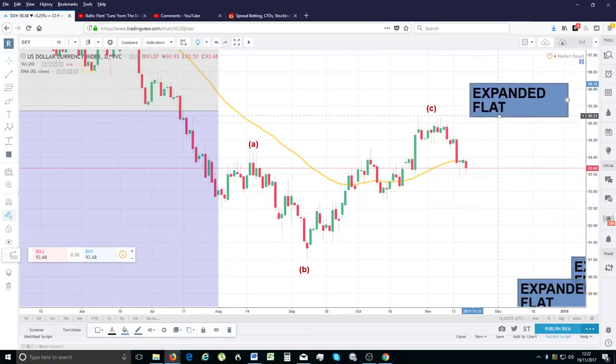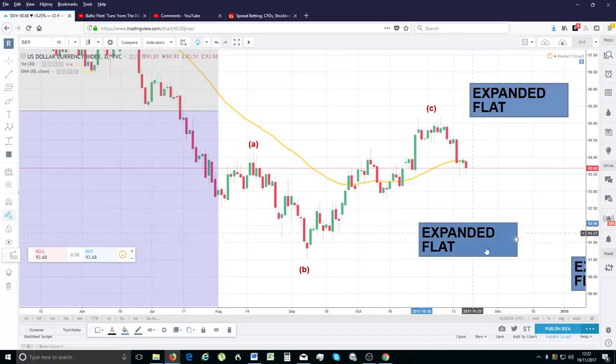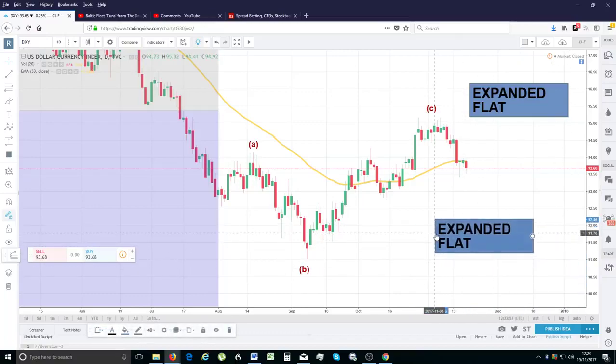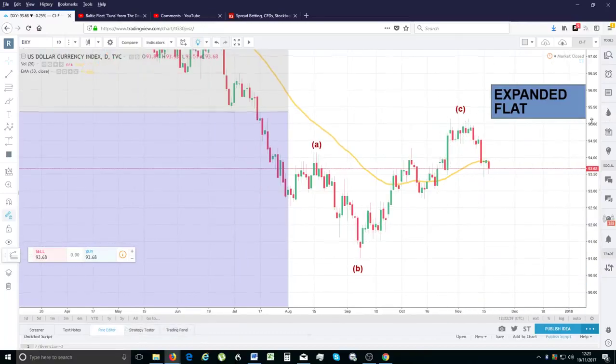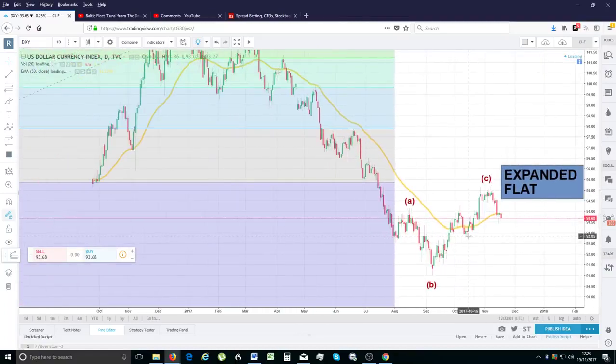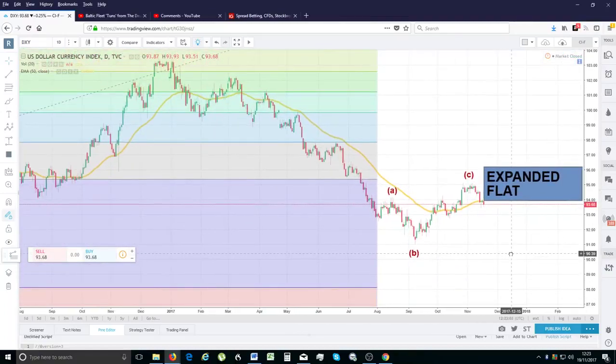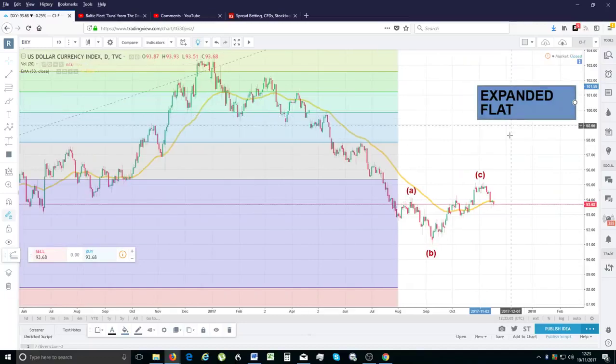So what I've done here is showing you an expanded flat. Now, an expanded flat essentially is a corrective pattern. So as we said yesterday, we get 5 waves down, then we get 3 waves up. Yeah, 5 waves down, and then we get 3 waves up.